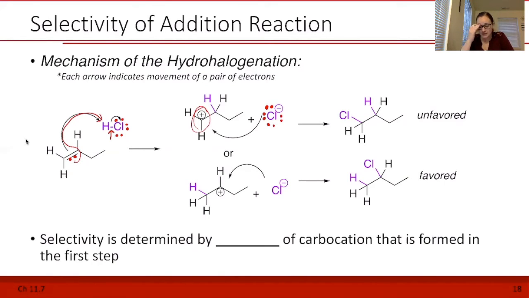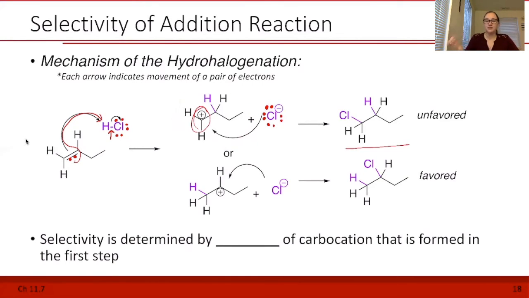Now the chlorine has a negative charge and the carbon has a positive charge. Positive and negative attract, so they come together. Two of the electrons on chlorine fill in the hole where the positive charge is, and it forms this product here. The same exact thing could happen: we went to the top row, in which the hydrogen went to the side that has fewer hydrogens, and it made this intermediate here. Or we could do the opposite.